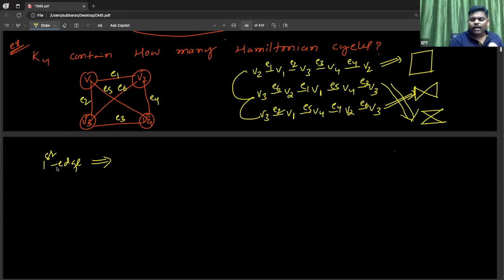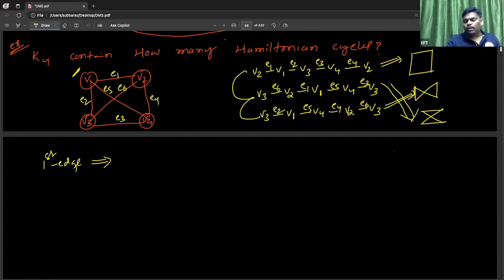First edge. Please listen. I am at V1. How many possibilities do I have? It is a complete graph. I am trying for the first edge. With whom will I go? One vertex you select as the starting point. I selected V1. From V1, will I go to V2 or V3 or V4? How many possibilities do I have? 3 possibilities, any one, right?